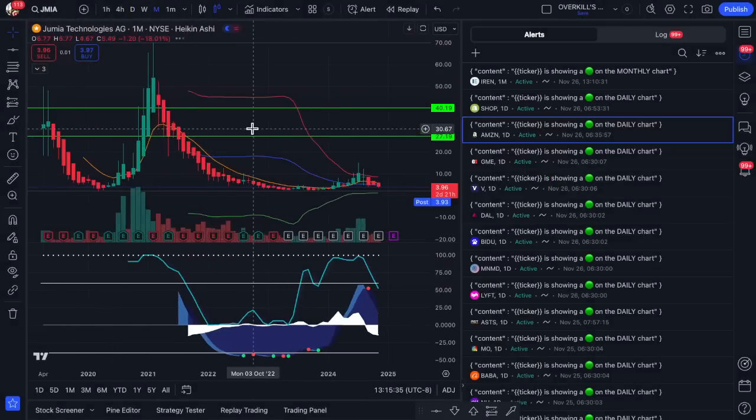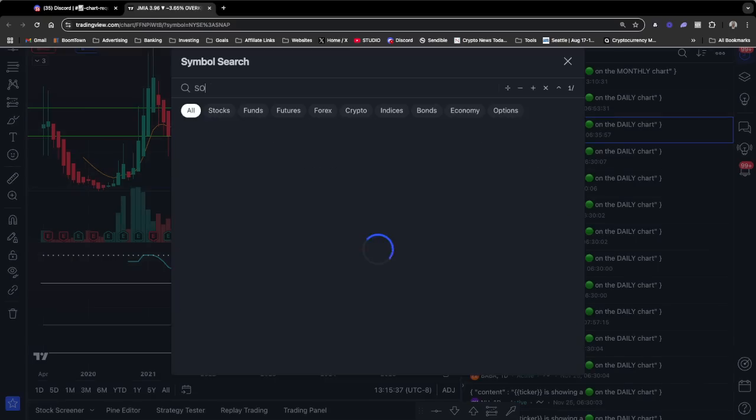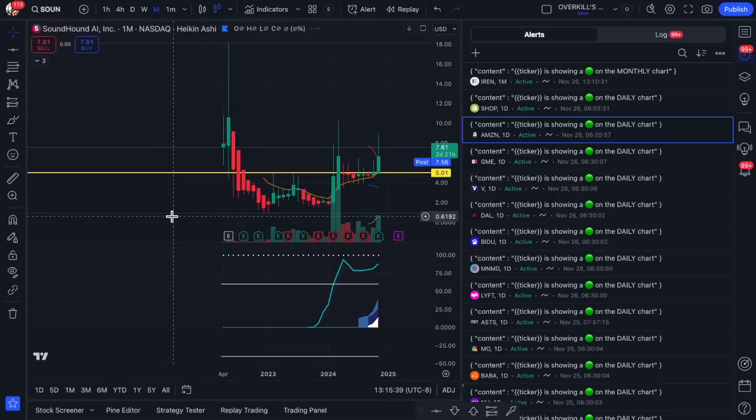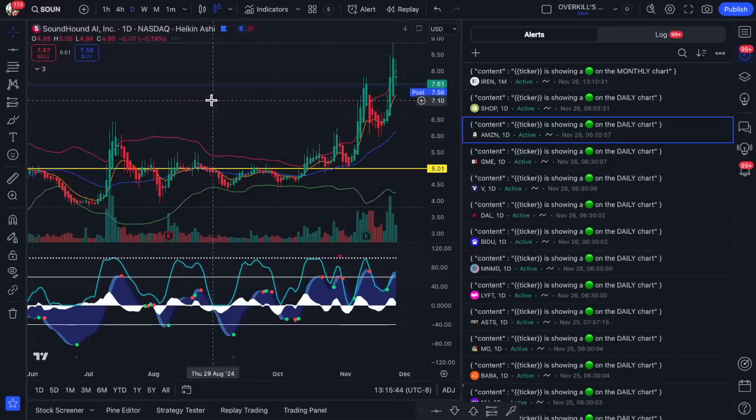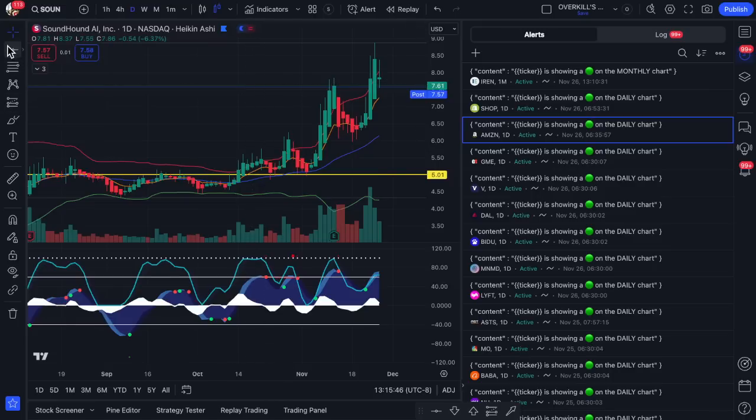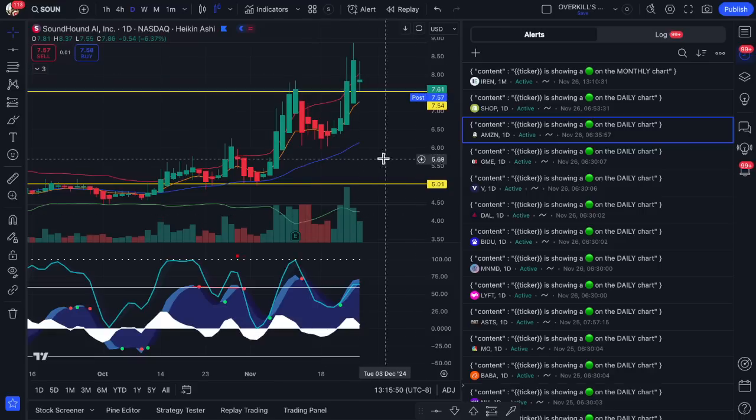JMIA. Red on the monthly. Wouldn't touch it. SOUN. Okay, big breakout candle here on this AI stock. Sitting at 7.51 right now. I'd put a stop loss on this one at 7.50. If it breaks, I'd sell it.